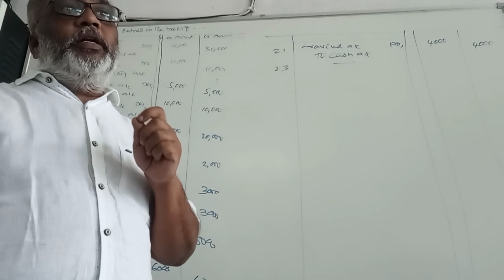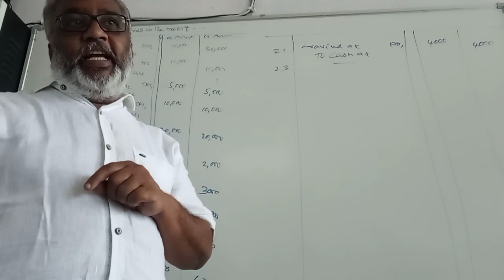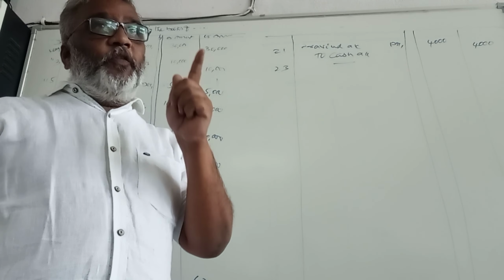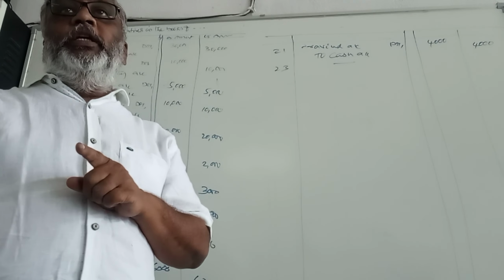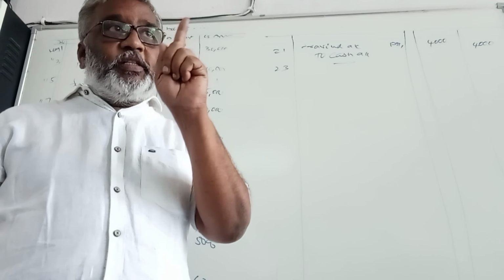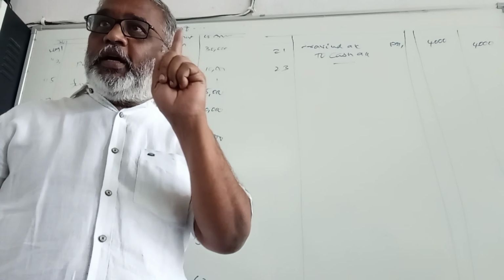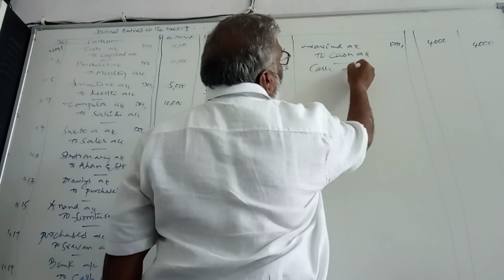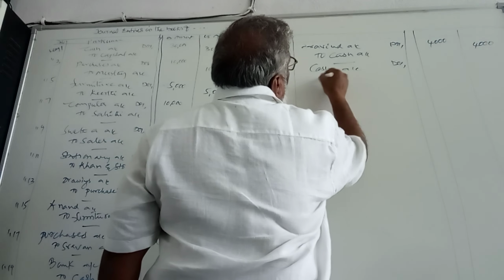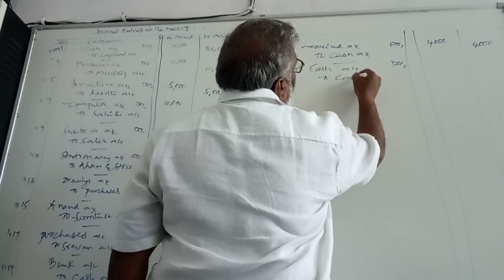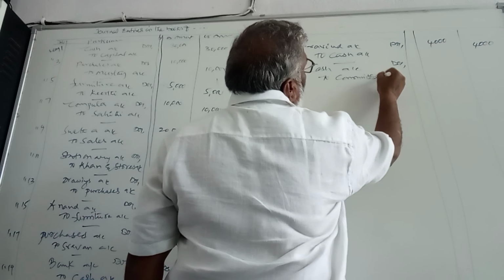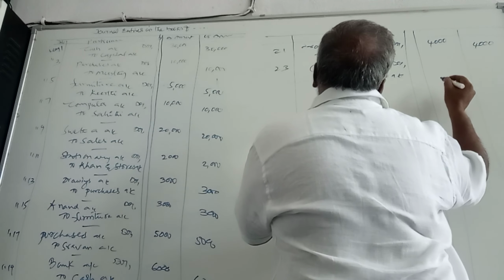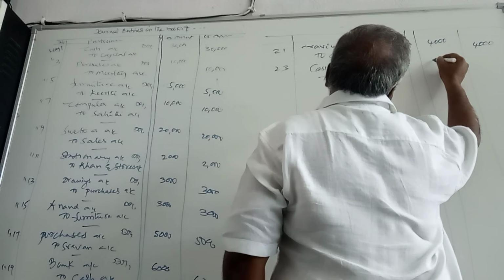But you have to remember once again, at any cost, at the time of writing nominal account entries, you should not write the person name. Here, cash account debit to commission account. No need to write the person name in nominal accounts. What is the amount? 6,000.